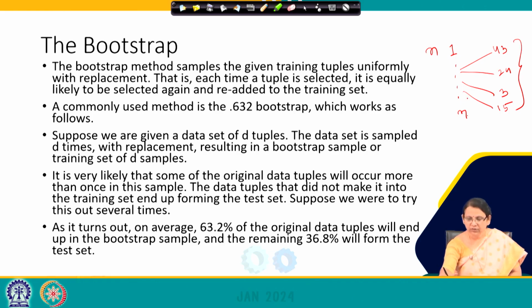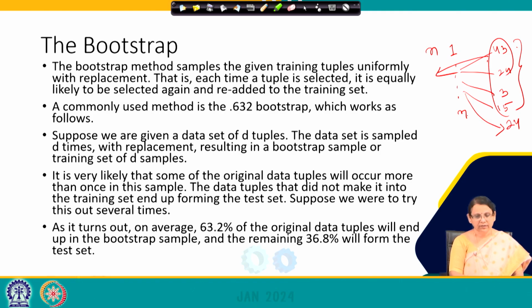Now, when you choose the next one, you replace all these records. I mean, you choose one and then replace, choose one then replace. As a result, it is possible that you may get 24 once more or 43 once more, maybe 24 itself some 3-4 times. That is, each time a tuple is selected, it is equally likely to be selected again and re-added to the training set.